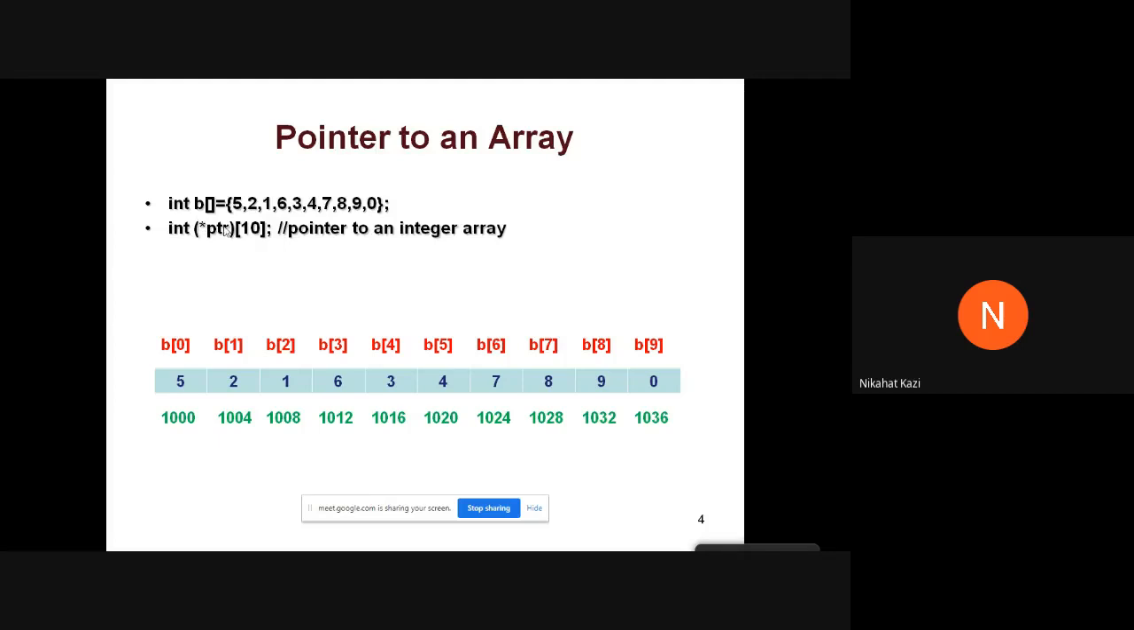You put into parentheses star, your usual star pointer notation, give it a name, and into square brackets you put the size of the array to which it is to point. So you want this pointer to point to this entire array B. So what you do is you put the size of that array here in square brackets. When you want to point it to the entire array, the expression will change to this. The expression will become PTR is equal to address of B.